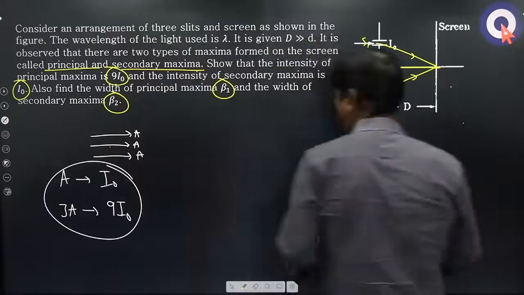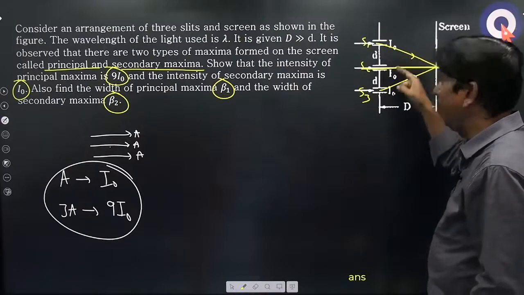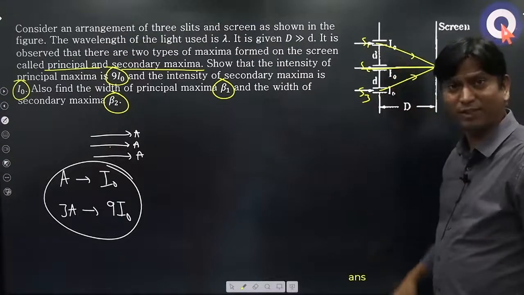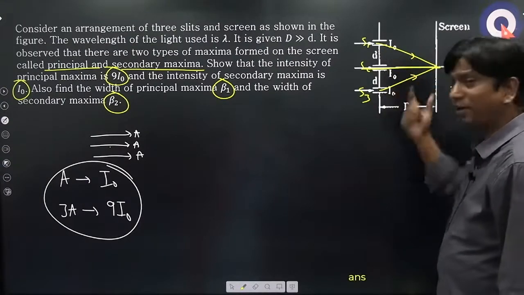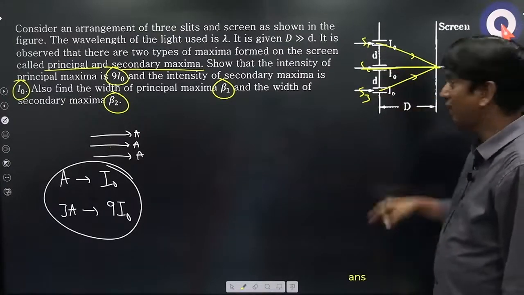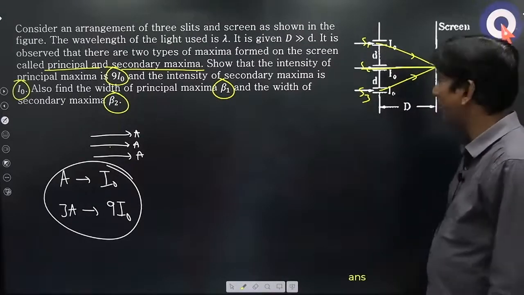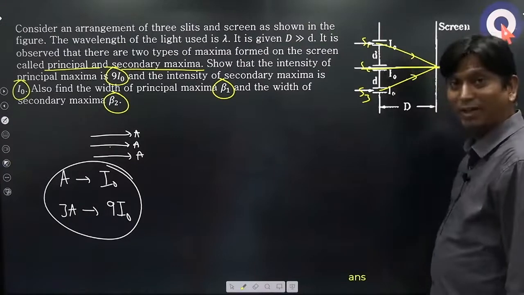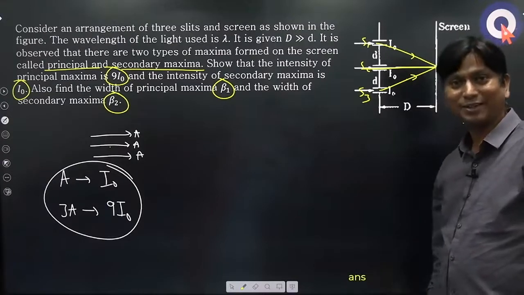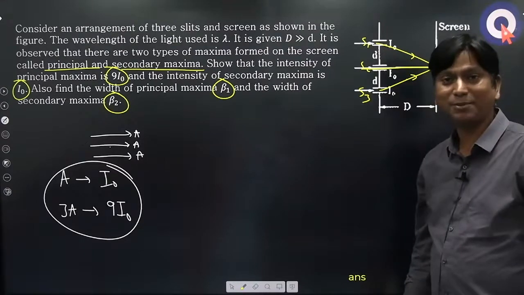See, if I take the path difference between these two, if it is 1 lambda, these two, because it cannot be 0 anyway. This one and this one can be 0, but these two cannot be 0. Between these two, this is reaching early, this is reaching late, so this is quicker than this. If you take that path difference as lambda, then definitely these two will form a maxima. And if you take between these two lambda, definitely between these two also lambda will be there. Correct or not? So then definitely all these 3 will make a maxima here, the central maxima, what they will call.